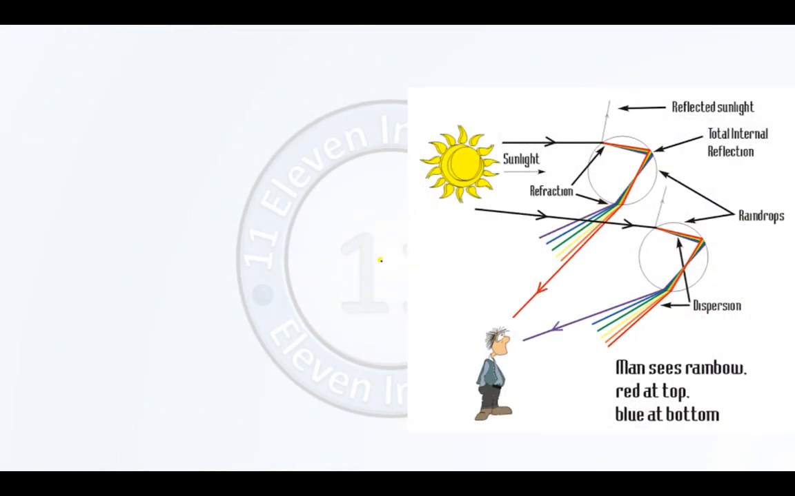See, here we have taken two drops. This is the first drop and this is the second drop. Here also the same phenomenon occurs. See, step by step, sunlight is incident, splitting into the seven colors, total internal reflection, and the rays come out. We see that violet color is at the top, red color is at the bottom. Simple. We have seen this over here.